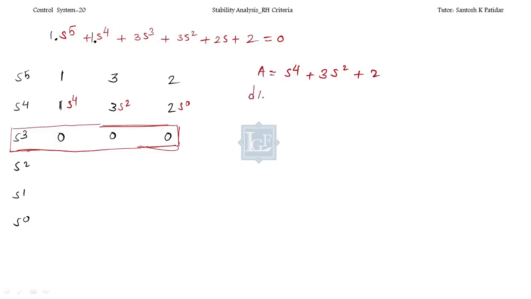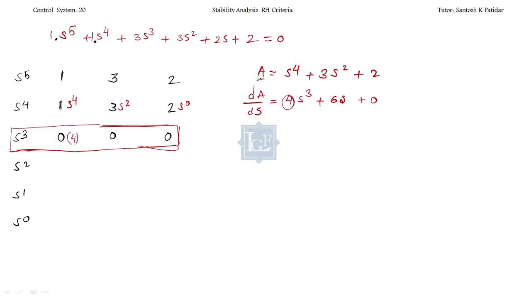Now I'll differentiate this with respect to s. Over here I'll get 4 s to the power 3 plus 6 s plus 0. Now these two values I'll keep over here. This will be 4 s to the power 3.